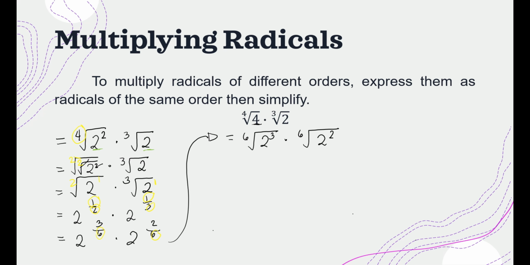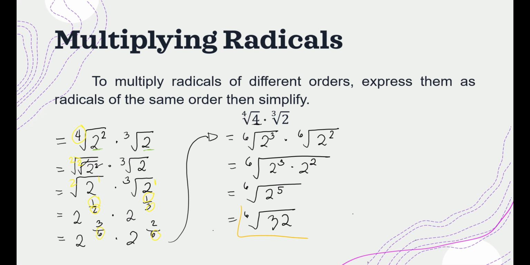And now that we already changed the given radicals into the same orders, we will proceed to multiplying the radicands. So that would be the 6th root of 2 cubed times 2 squared. And 2 cubed times 2 squared is equal to 2 raised to 5. And 2 raised to 5 is equal to 2 times 2 times 2 times 2 times 2, and that is 32. And this would be our final answer.